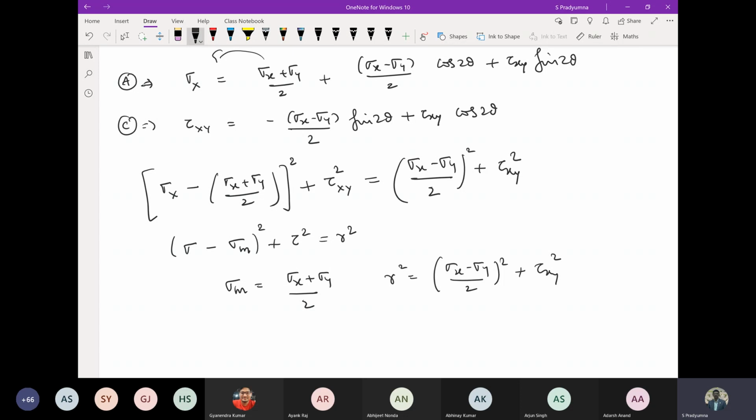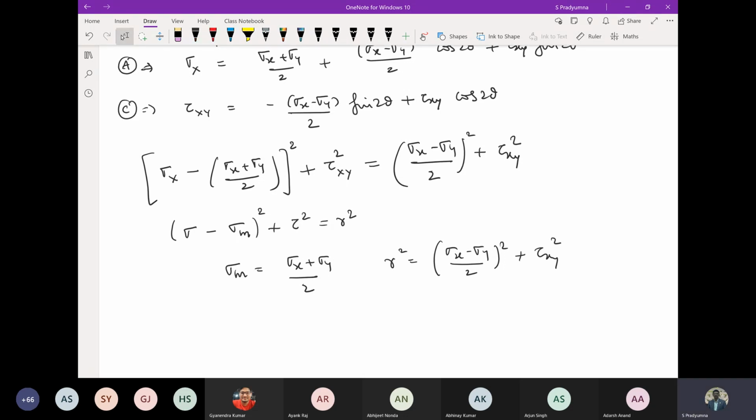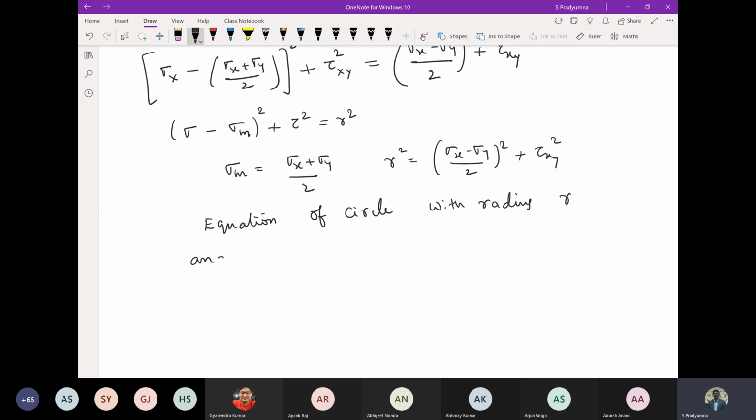So this equation is familiar to you in terms of analytical geometry. What is this equation? This is the equation of a circle, right? The equation of a circle with radius r and center at the coordinate sigma m comma 0.